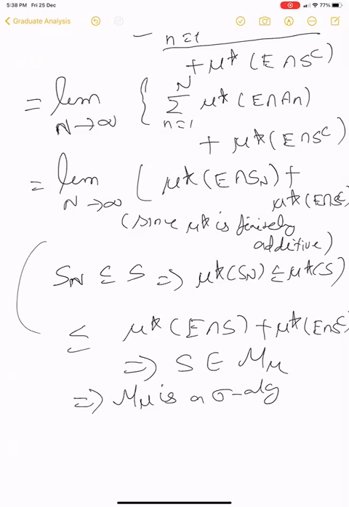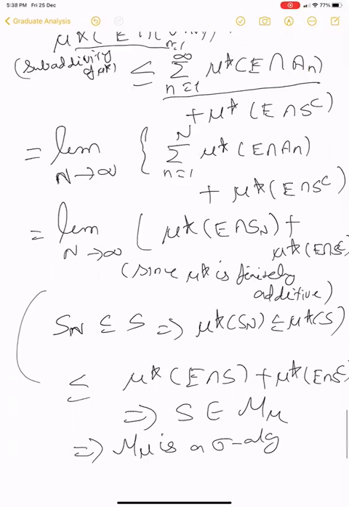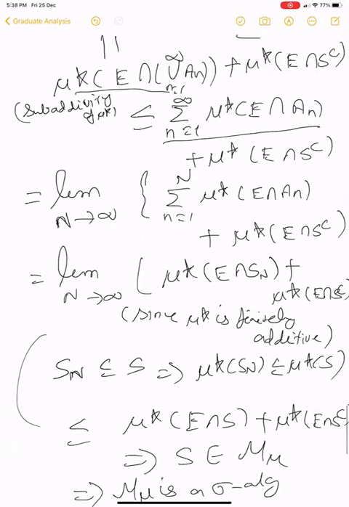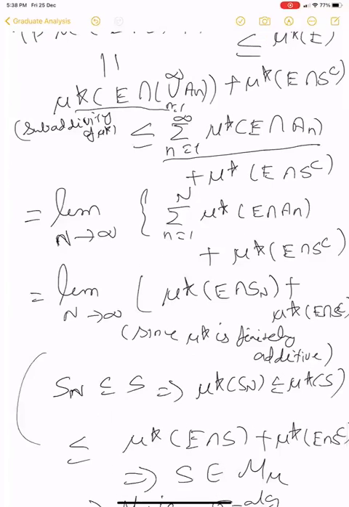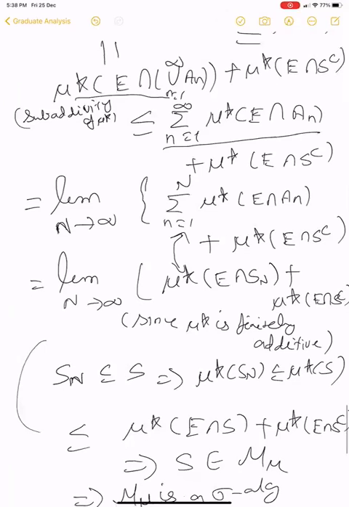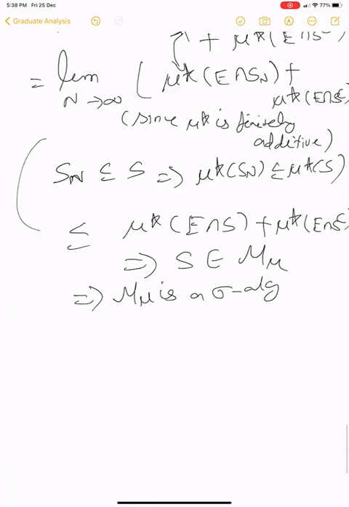Sir, is it a monotone sequence or a disjoint sequence? First, we assumed the An's are disjoint. It can't be both, right? No, the An's are disjoint. Sn is increasing. Sn I have defined to be the union of n equal to 1 to capital N of An. The Sn's are not disjoint. I'm using the additive property of mu star here. So the Sn's are increasing. Yes, sir. The An's are disjoint. Okay.